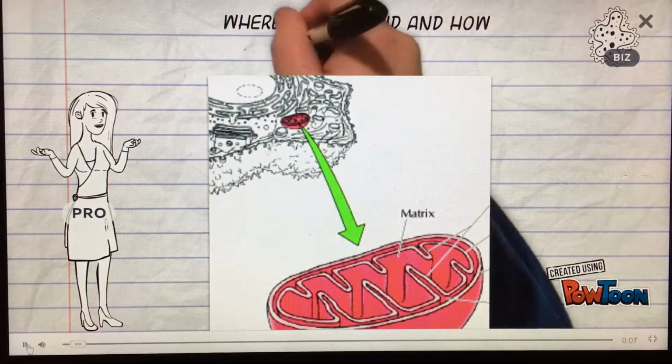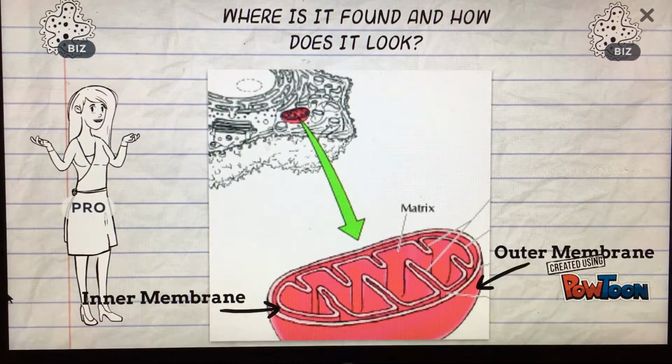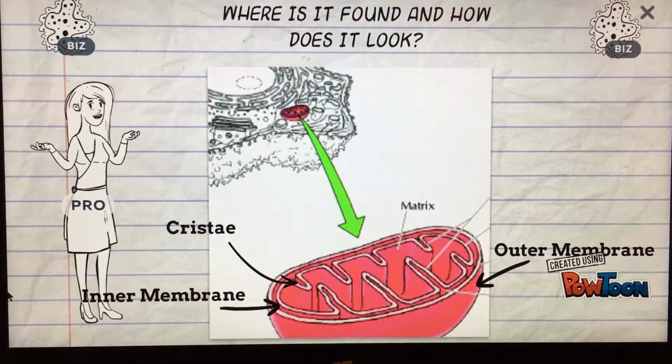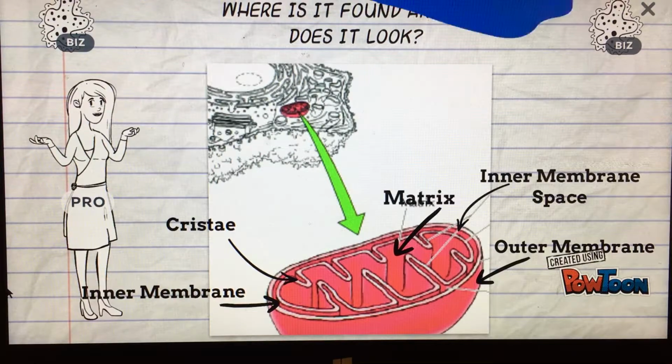Where is the mitochondria found and how does it look? The mitochondria is surrounded by a double membrane system consisting of an outer and inner membrane that forms into numerous folds called cristae, which extend into what's called the matrix, which is separated by an inner membrane.